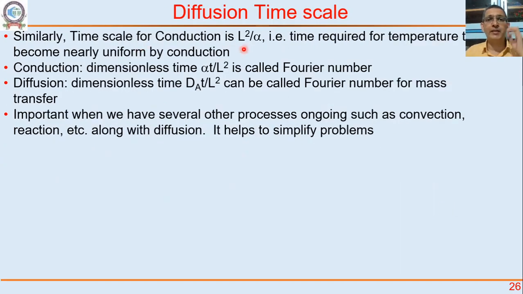The time scale for conduction, like diffusion, is L square by alpha. It is the time required for temperature to become nearly uniform by conduction. We're going to use this when we start doing heat transfer. In conduction, the dimensionless time alpha t by L square is called the Fourier number. In the same way, diffusivity t by L square we can call the Fourier number for mass transfer.